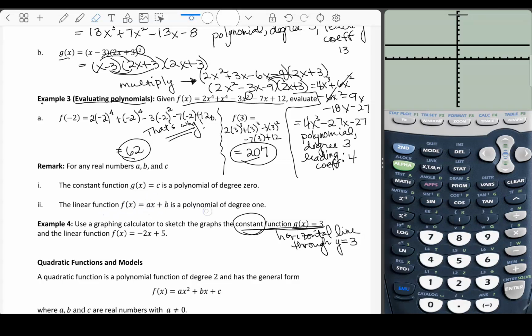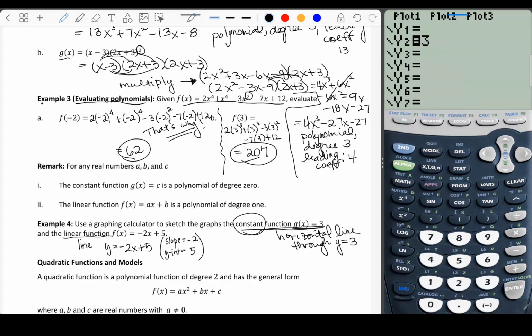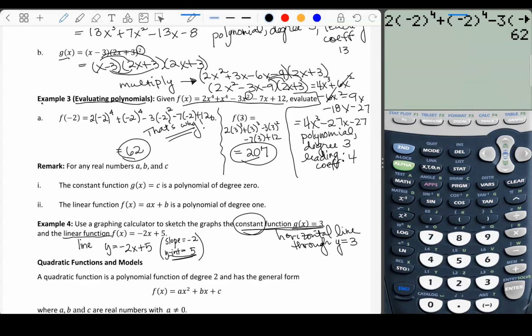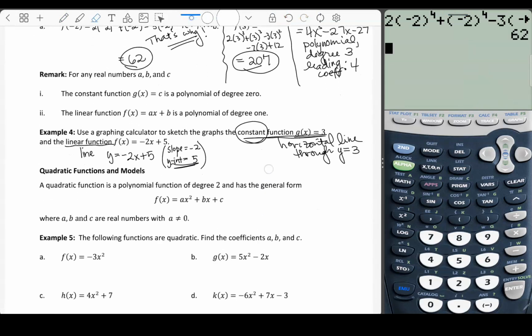On the next one, we have a linear function, ax plus b, and it's a polynomial of degree 1. So we're going to graph this line, y equals negative 2x plus 5. And from our previous classes, we know it has a slope of negative 2 and a y-intercept of 5. So on my calculator, negative 2x plus 5, and we graph it. There it is. Notice the y-intercept right there at 5. So we're good with those two special polynomial functions.